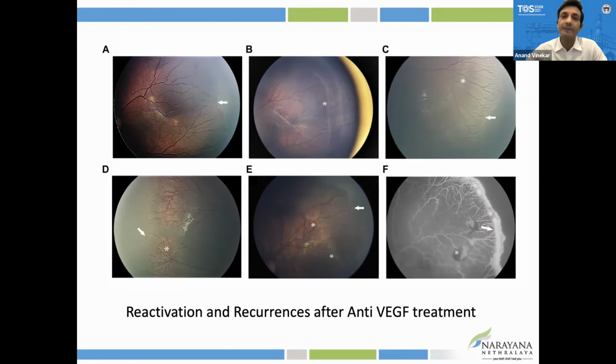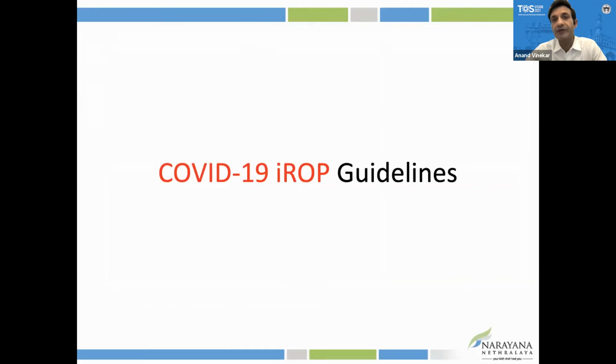And then a new aspect that has been added into this classification is reactivation and recurrences after anti-VEGF. Just want to draw your attention to image B right on top. So you can see two lines. The first line, more posterior, is where the primary disease was, and the more anterior one is where the reactivation will happen. So we have to be now attuned to looking at these newer things that we'll see by the way we are treating these babies.